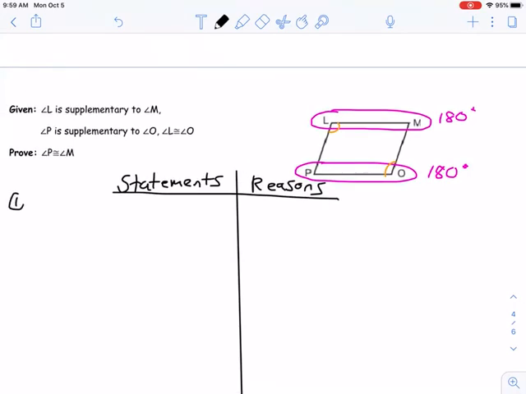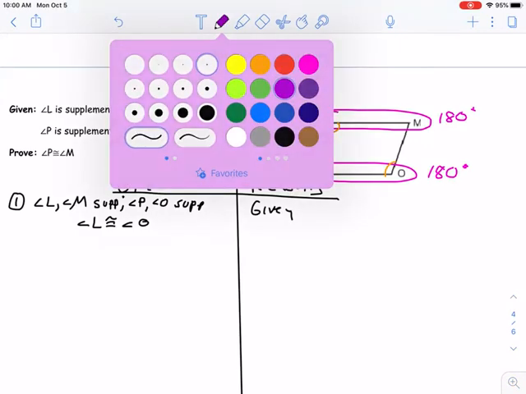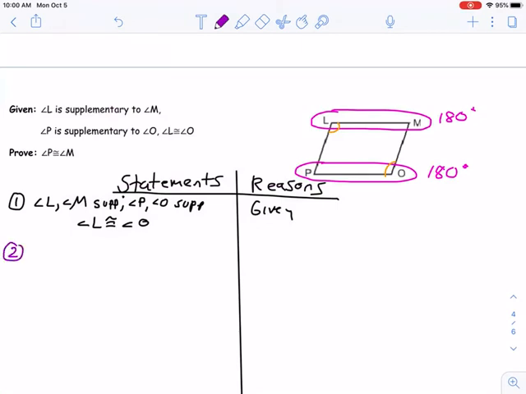Alright, so statement 1, very long: angle L and angle M are supplementary, angle P and angle O are supplementary, and angle L is congruent to angle O, given. Alright, we'll be a little tedious right here, and this could almost be 1A, but we'll call it 2. I'm going to say the measure of angle L equals the measure of angle O by definition of congruence. So I just used the previous statement there.